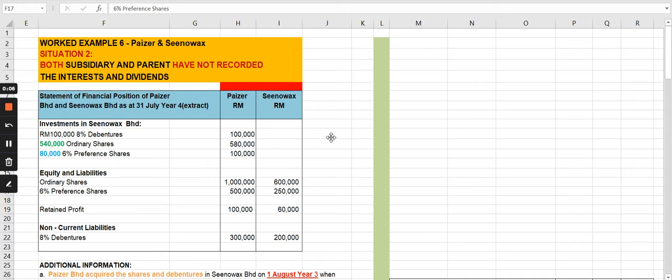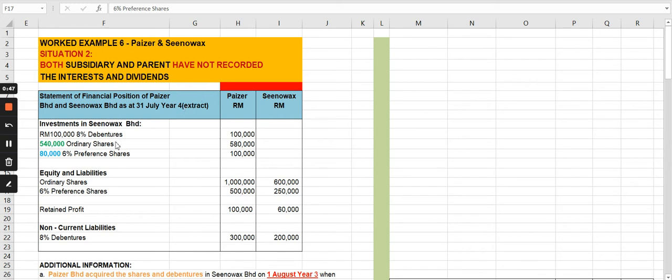In today's presentation, we're going to discuss the consolidation issue. The consolidation issue that we will discuss today is on dividends and interest from the subsidiary company. Dividends and interest from the subsidiary company is actually an intercompany transaction, or intra-group transaction. So this intra-group transaction shouldn't be reported in the consolidated financial statement, or in the consolidated statement of financial position, as what we are dealing with now.